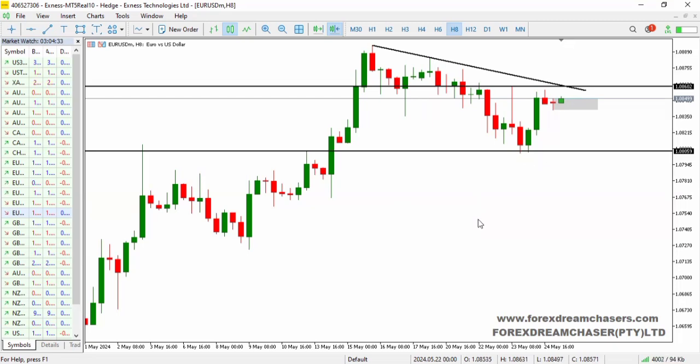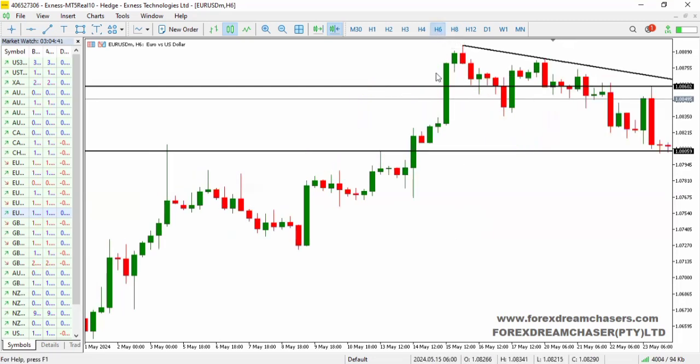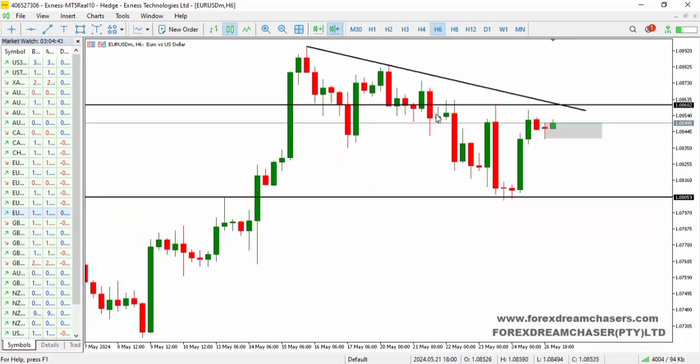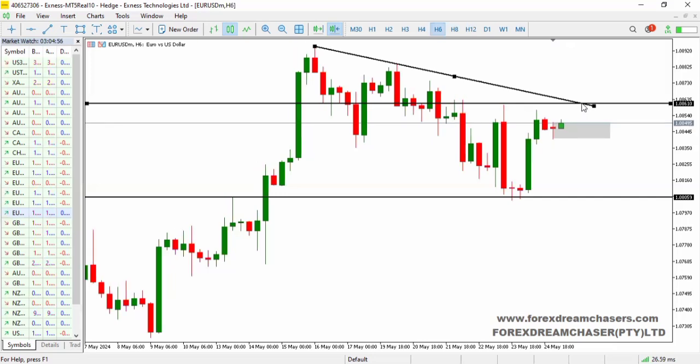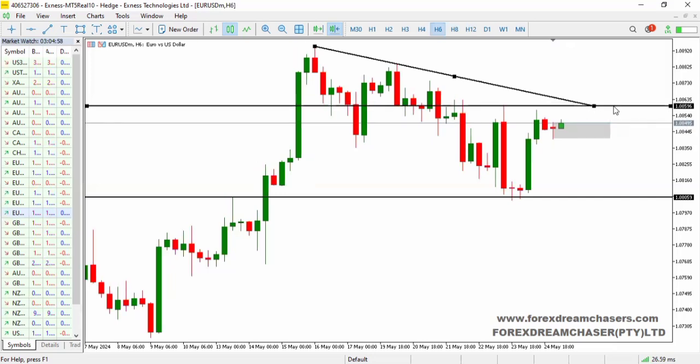Now, I don't have much information here. So what am I going to do? I will move to a smaller time frame, which is going to be 6 hours. On the 6-hour time frame, again, you just see the same thing. Let me just adjust the trend line a little bit. It looks perfect like this. My trend line is perfect like this. This is the information I have.